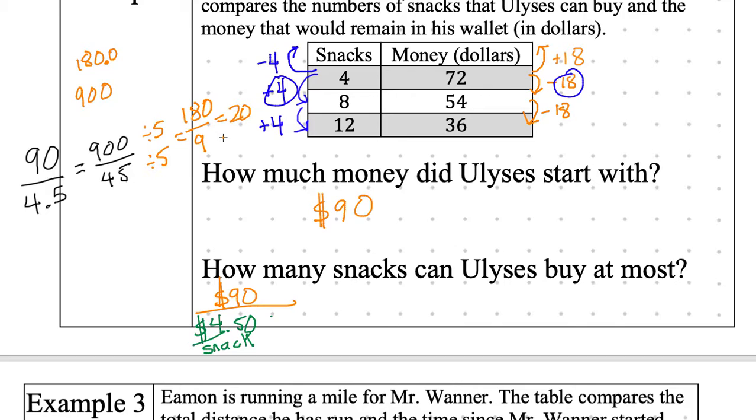snacks. But each snack is $4.50. That's a lot of money. It's not enough snacks to live off for the rest of your life. It definitely is, unless you're rationing and you're stuck on a raft.